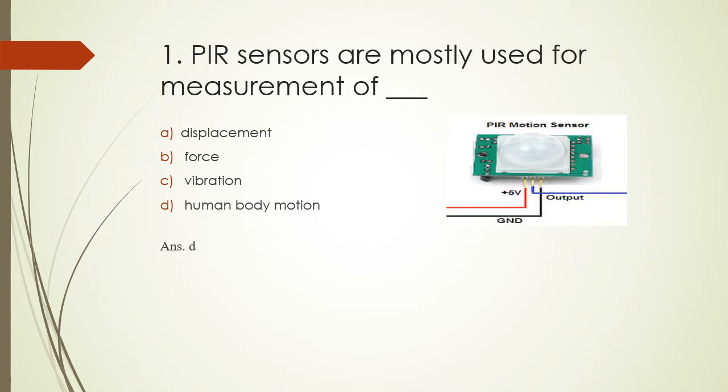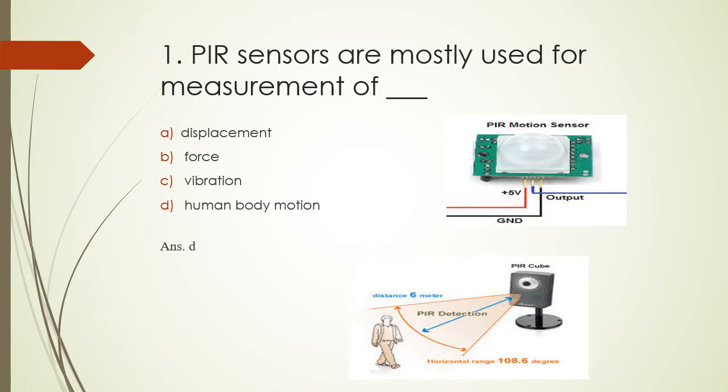They look like this. This is one of the pictures of the PIR motion sensor. This is how it looks, having three pins. Pin number 1 is the plus 5 volt supply voltage pin, pin number 2 is the output pin, and pin number 3 is the ground pin. And this is how it detects the human body motion.